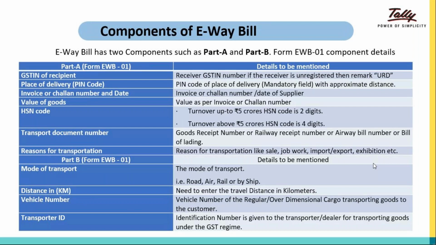And then we have to provide the transporter ID. Now suppose I am transporting the goods through a transport agency. I will approach a transport agency, hand over my goods to them, and ask them to transport the goods. In that case we must also provide the transporter GST number. It is very important to provide the transporter GST number. That is what we mean by the transporter ID here. So these are the details that are under your part B.